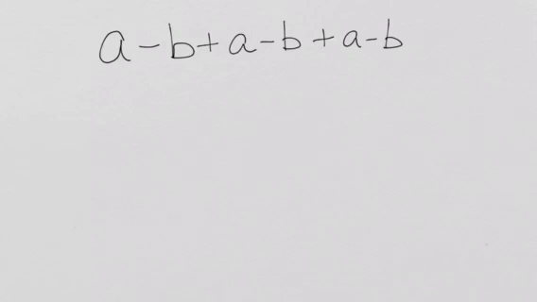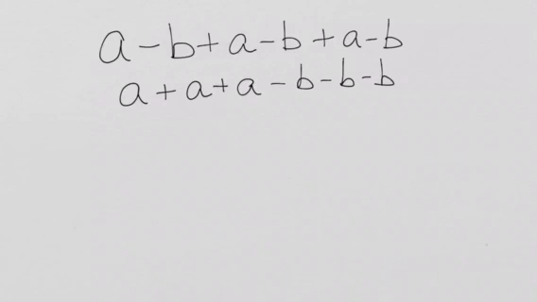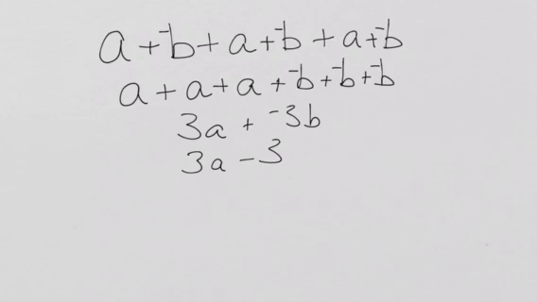All right, this one's a little more tricky. If we write down all the a's together, is that legal? Well, it would be if we change these to add the opposite. And these would really be adding negative b's. Okay, so we could have 3a plus negative 3b, or we could have 3a minus 3b.